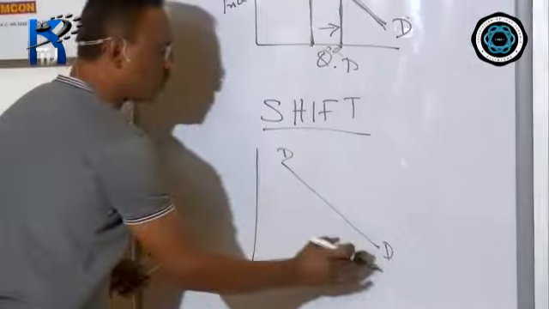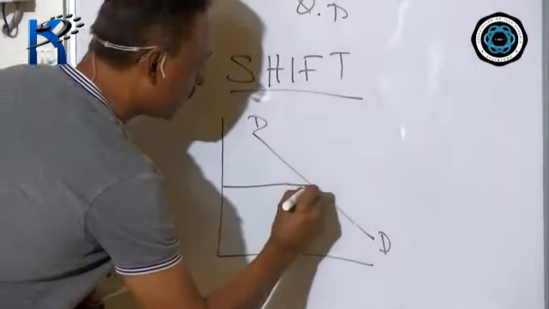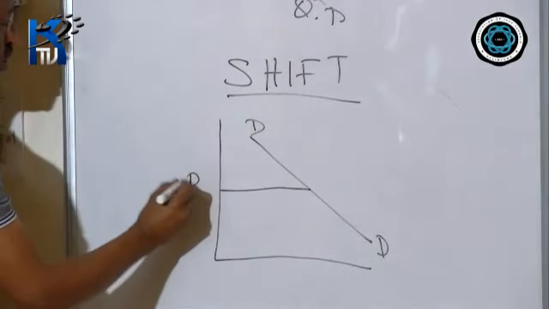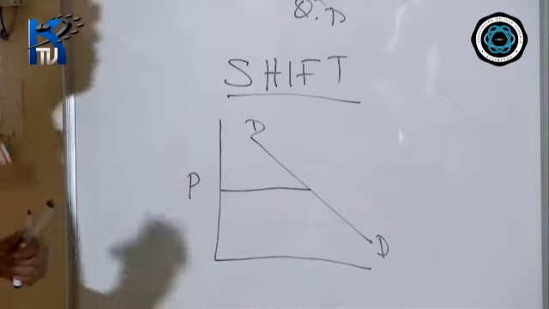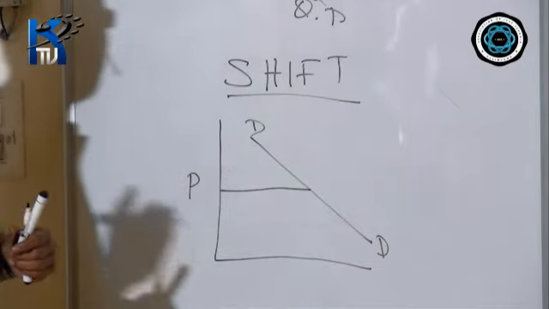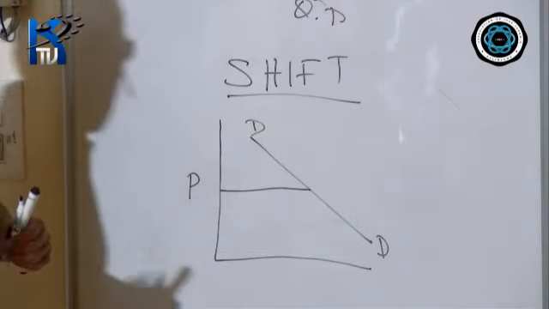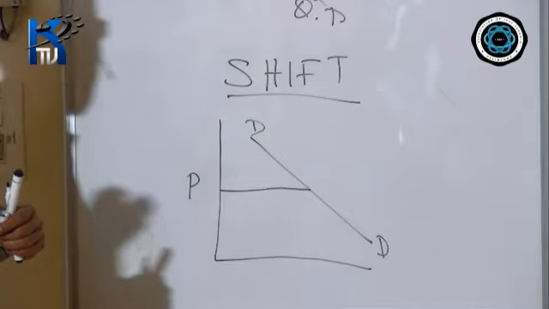There is no movement along the same demand curve because here the price remains constant. Price will not change. Price will remain the same, but the other factors change. What other factors? Let us say income of the consumer increases. What will happen if your income increases? Obviously, you will say there's an increase in demand.